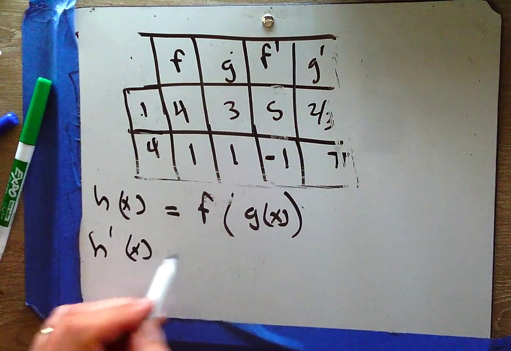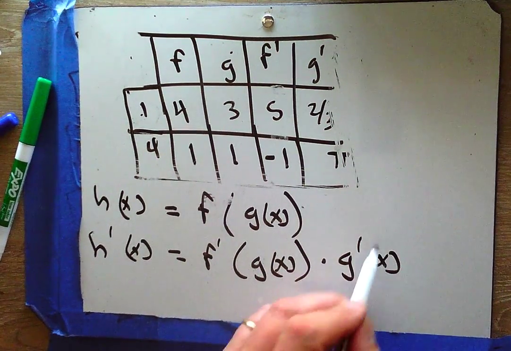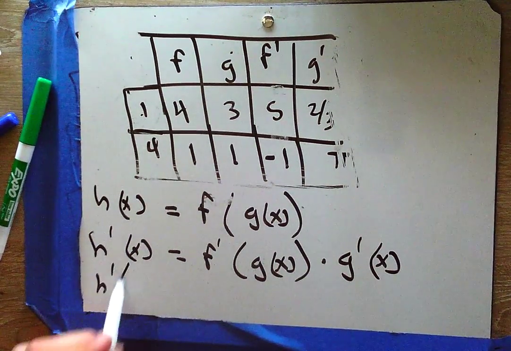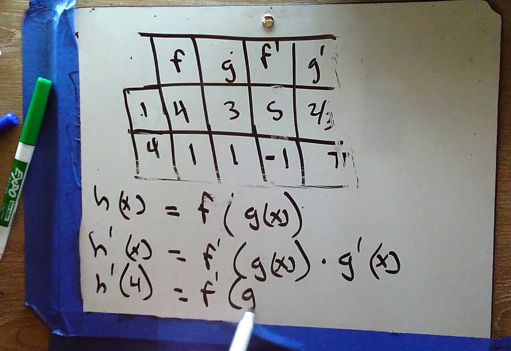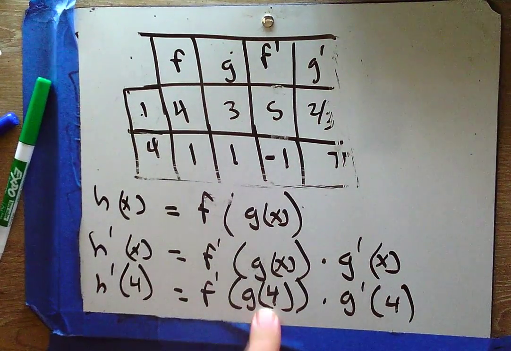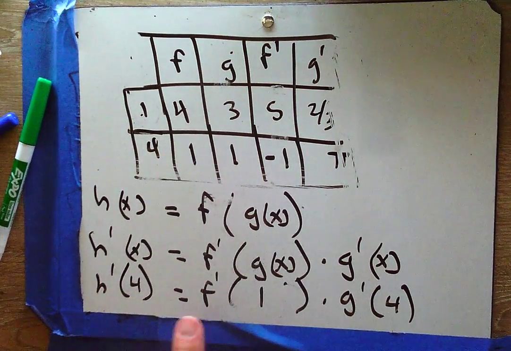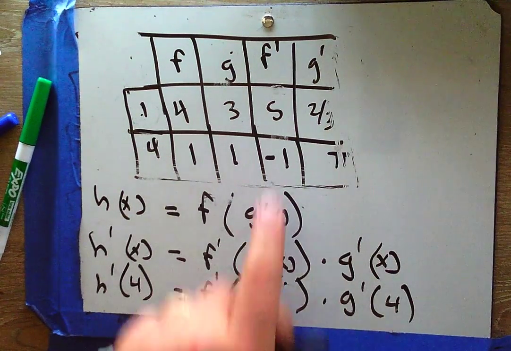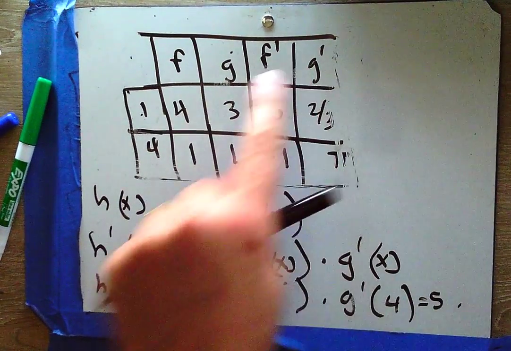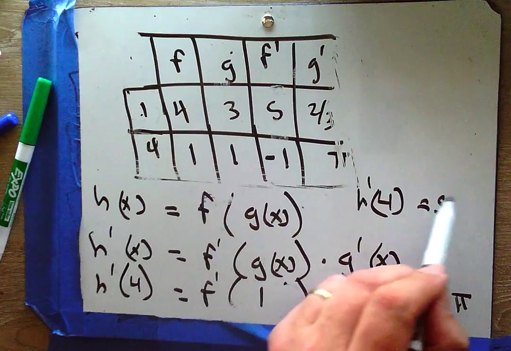If I want h prime of x, I need the derivative of the outside, leave the inside alone, times the derivative of the inside. And if I'm looking for h prime of 4, then I want f prime of g of 4 times g prime of 4. G of 4 is 1, so g of 4 can be replaced with 1. And so now I want f prime of 1. F prime of 1 is 5. And g prime of 4 is pi. So I know that h prime of 4 is 5 pi.